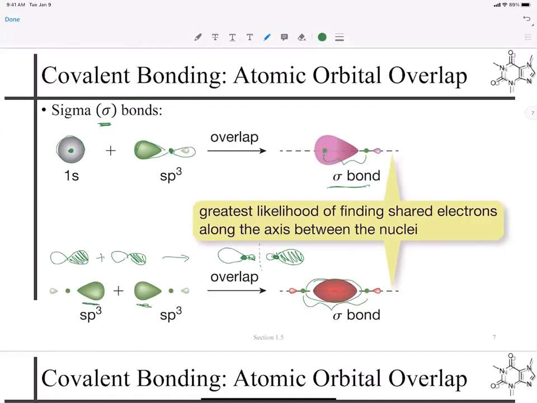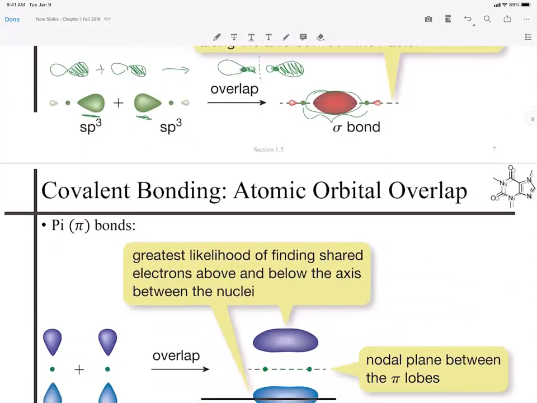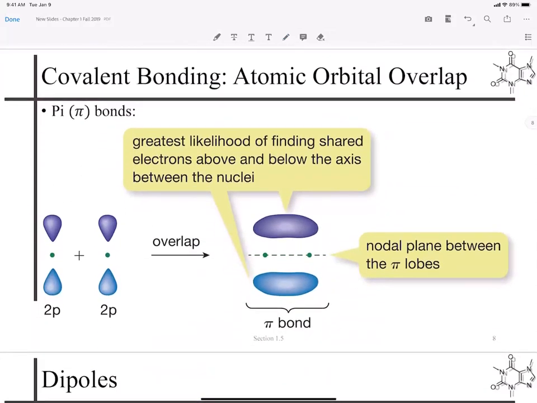Well, this is when these orbitals interact, instead of in a head-to-head fashion, in a side-to-side fashion. And of course, this can only happen with p orbitals or d orbitals and so on and so forth. We can't have side-on overlap with the spherical s orbitals. So here they're showing you two p orbitals.